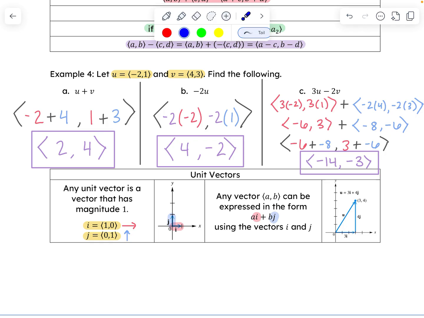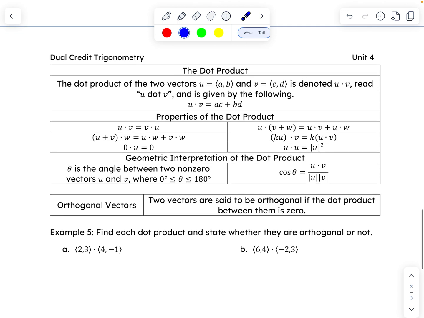The last thing we're going to look at in today's notes is the dot product. If I'm looking at the dot product of two vectors, so we've got vector u, which is a, b, and vector v, which is c, d, we would say u dot v, and it's given using our formula: u dot v is equal to ac plus bd. So we take the horizontal components and multiply them together, plus the vertical components multiplied together.